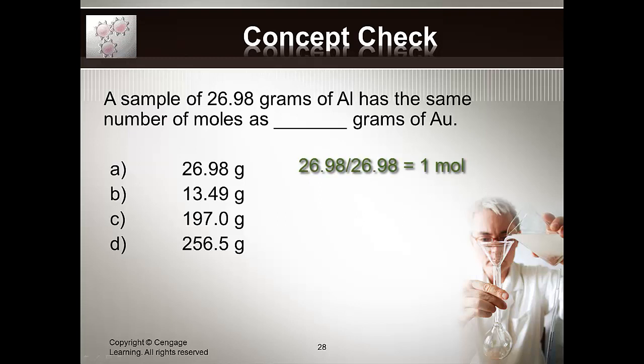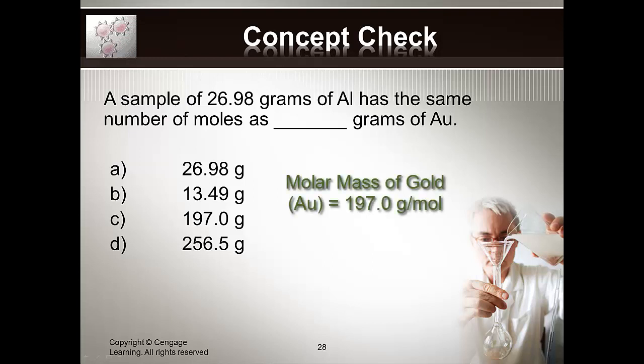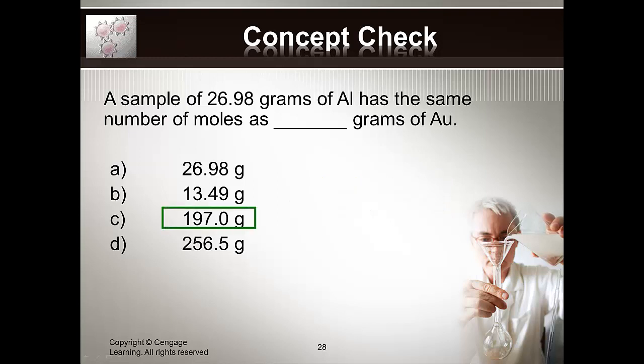So how much would that weigh if it were gold instead of aluminium? Well, gold has a molar mass of 196.97. We'll round it off to 197. So the molar mass of gold is 197 grams per mole. 1 mole of gold would weigh 197 grams.